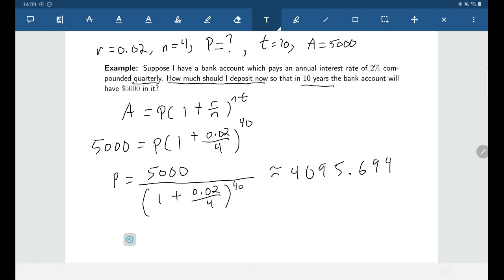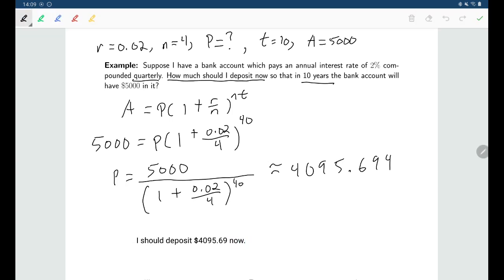So that makes sense. I can say here then I should deposit $4,095.69. So that's my answer then for how much money should I deposit now. And if you did that, if that were the bank account that you had, then putting in that $4,095.69 now means that you will have $5,000 in your account after 10 years.